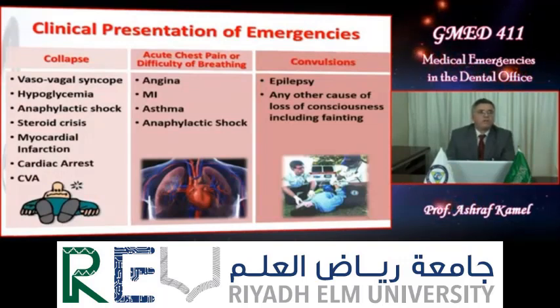In collapse, the possible causes can be vasovagal syncope, hypoglycemia, anaphylactic shock, steroid crisis, myocardial infarction, cardiac arrest, or cerebrovascular accident. Chest pain or difficulty in breathing, dyspnea, the causes can be angina, myocardial infarction, bronchial asthma, anaphylactic shock. Convulsions can be due to epilepsy or due to any other cause of loss of consciousness, including simple fainting.